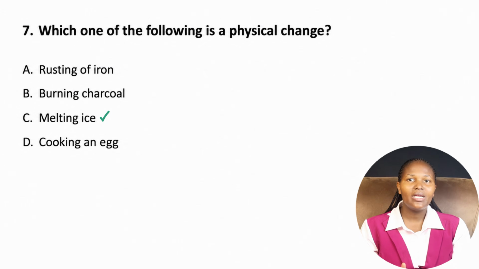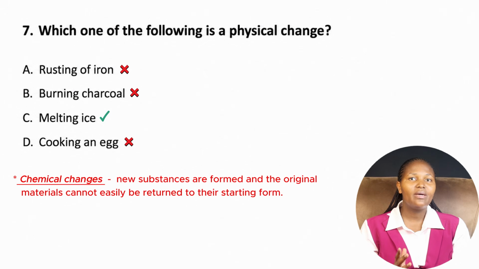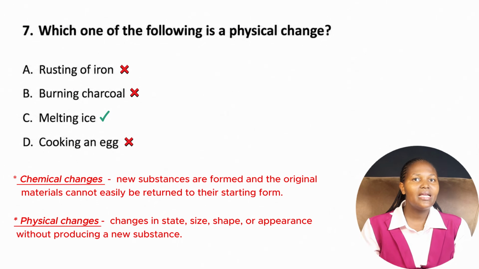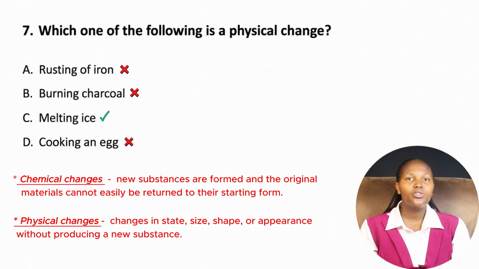Rusting, burning charcoal and cooking an egg involve chemical changes because new substances are formed and the original material cannot easily be returned to its starting form. Now, physical changes may involve changes in state, in size, in shape or appearance without producing a new substance. Examples include freezing water, melting wax, dissolving substances, and cutting a material. But chemical changes include burning, rusting, and many reactions that produce gases or color changes. Others lead to precipitation or new substances formed.